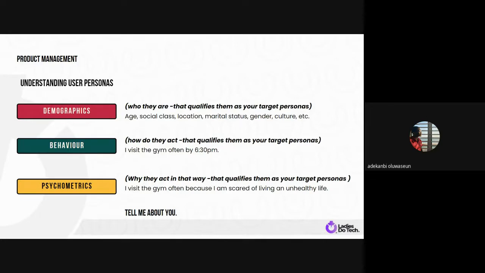So demographics answers the question of who they are. You check their age, their social class, where they live, their status, their gender, their culture. All of this plays out in determining if your product will succeed or fail. It is based on all of these factors: the demography of the user, the psychometrics of the user, and the behavior of the user.